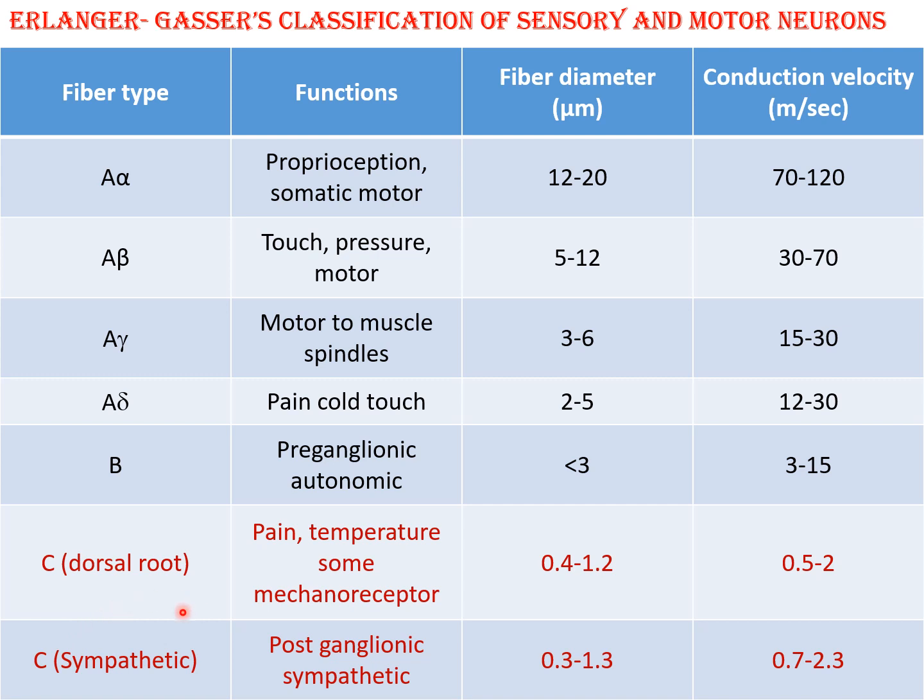And C fibers are mainly two types, dorsal root and sympathetic. Dorsal root C fibers are mainly for pain and temperature and some are also mechanoreceptors. Fiber diameter is about 0.4 to 1.2 micrometer and conduction velocity is about 0.5 to 2 meter per second. C sympathetic. These are mainly postganglionic sympathetic fibers and their diameter is about 0.3 to 1.3 micrometer and conduction velocity is about 0.7 to 2.3 meter per second.